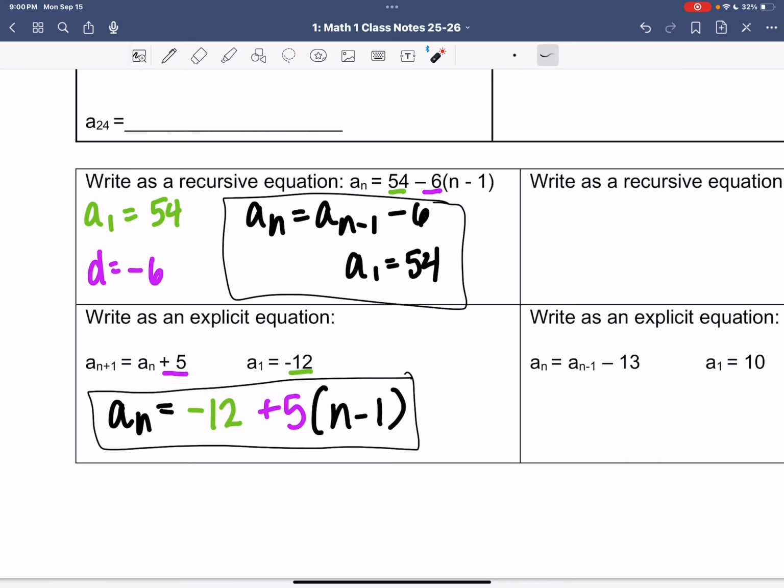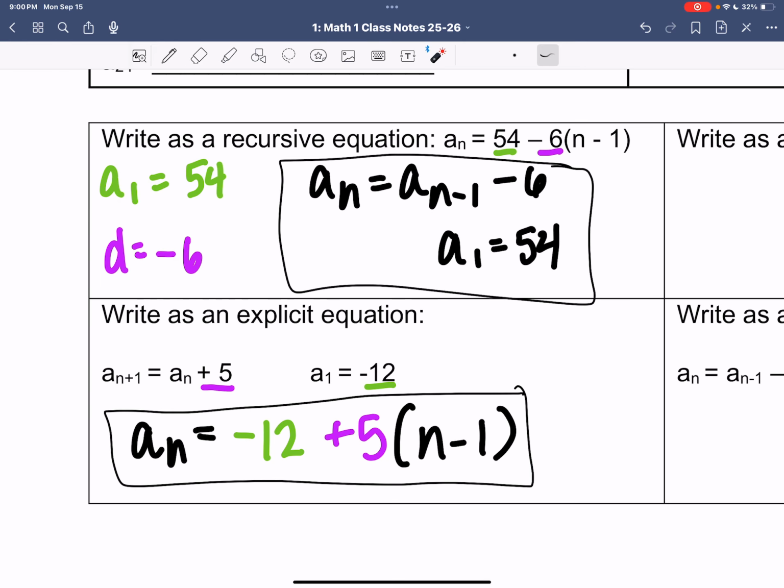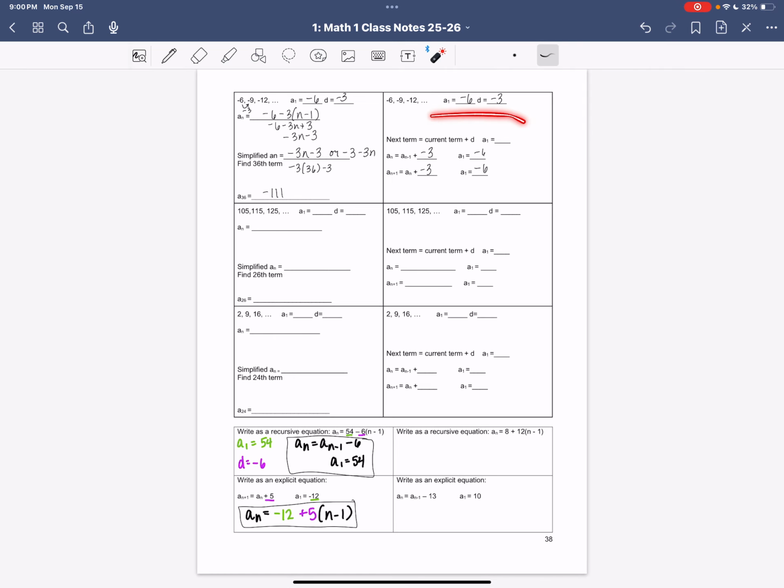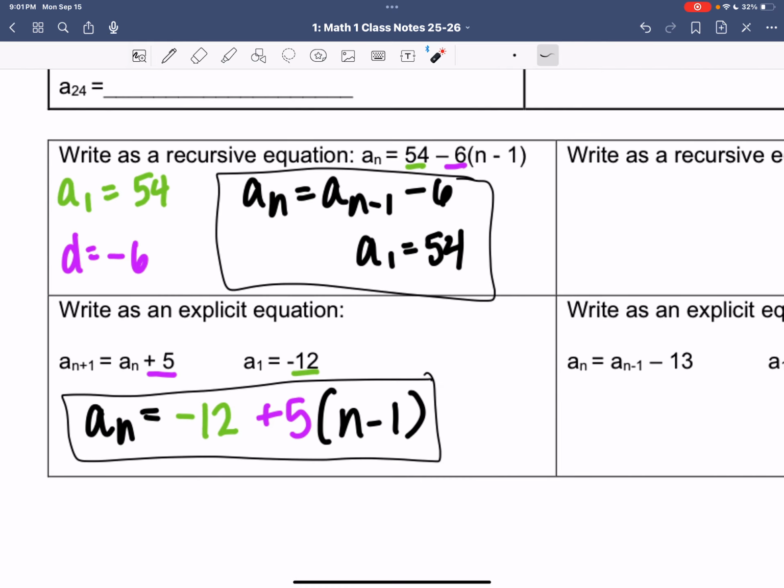And then for the last part, we're going to write as a recursive equation. So we were just kind of discovering what was happening before, but now we're going to take this and we're going to turn it into a recursive. So your starting term is 54. Your common difference is you're decreasing by 6 or -6. So we're just going to take our term equals the term before minus 6. So that's all you got to do. And then your first term is here. So if you noticed, that's exactly what we're doing right here. So we're just doing it a little bit different.